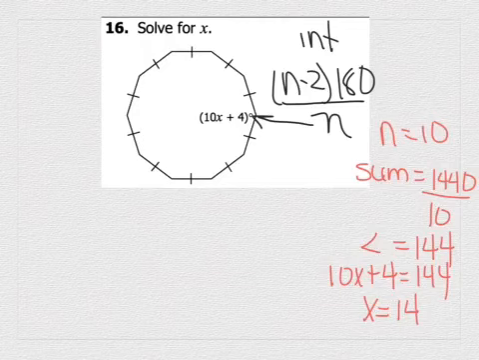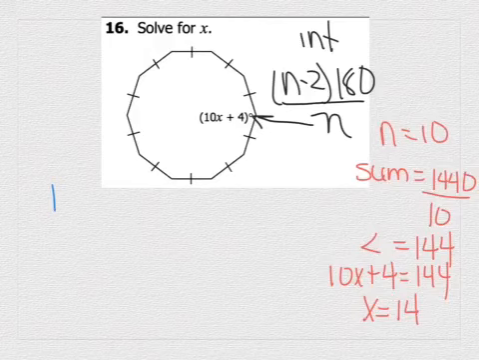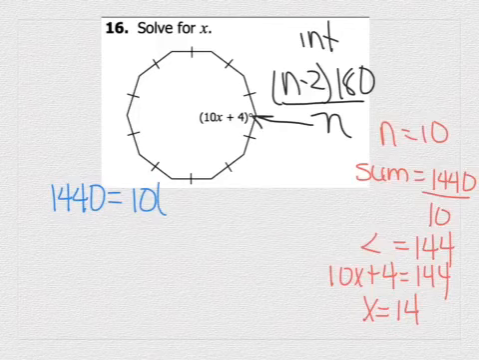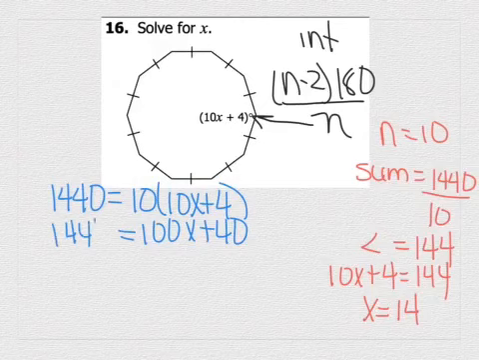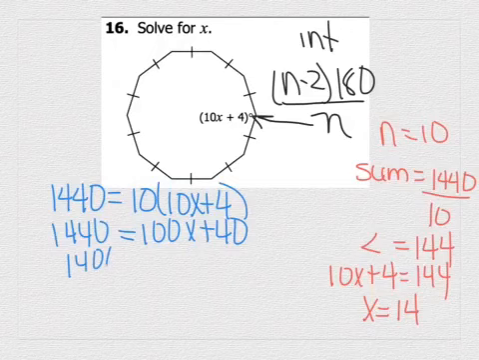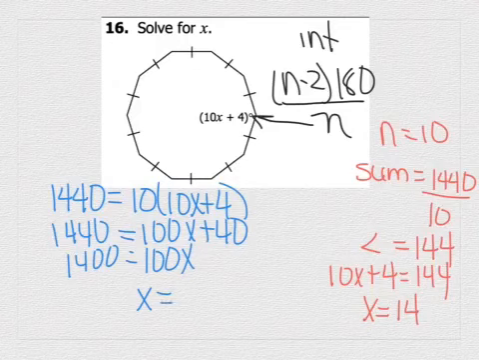There's another way to solve this problem. We could say the sum of the interior angles is 1440. And it has 10 angles, and each angle is 10x plus 4. We use the distributive property, and this will be 100x plus 40 is equal to 1440. Subtract 40 on each side, and we get 1400 is equal to 100x. Divide by 100, and x is equal to 14, so you can have it your way.